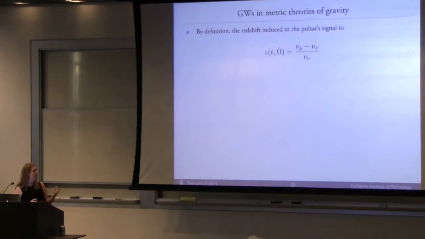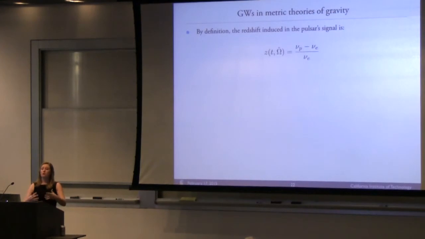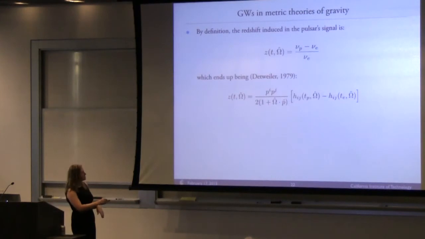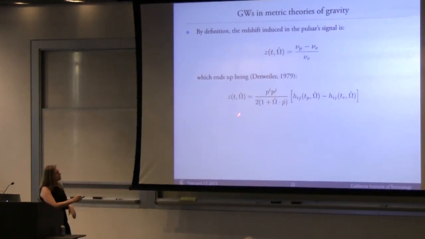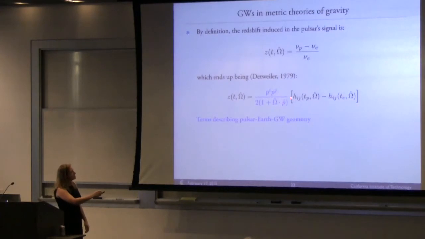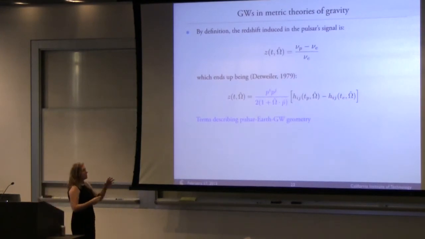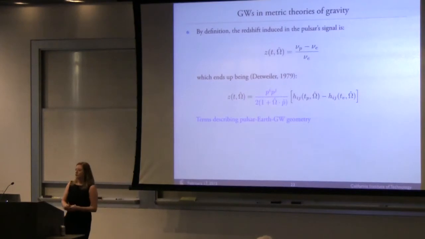So we know that, by definition, redshift, in terms of frequency, is your emitted frequency minus your observed frequency, over your observed frequency. We know that the gravitational wave is inducing a redshift in the pulsar signal. So if we do a little bit of GR, Detweiler was the first person to do this, you can write down the redshift that the pulse should experience in the time domain. And I want to talk a little bit about these terms. This first term here, we've got some p-hat and some omega-hat. So this is basically a geometrical term. This blue term describes the pulsar, Earth, gravitational wave geometry.